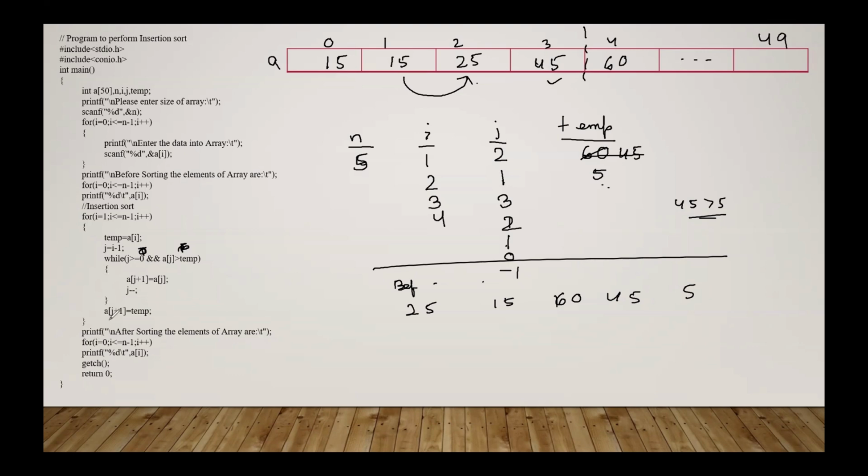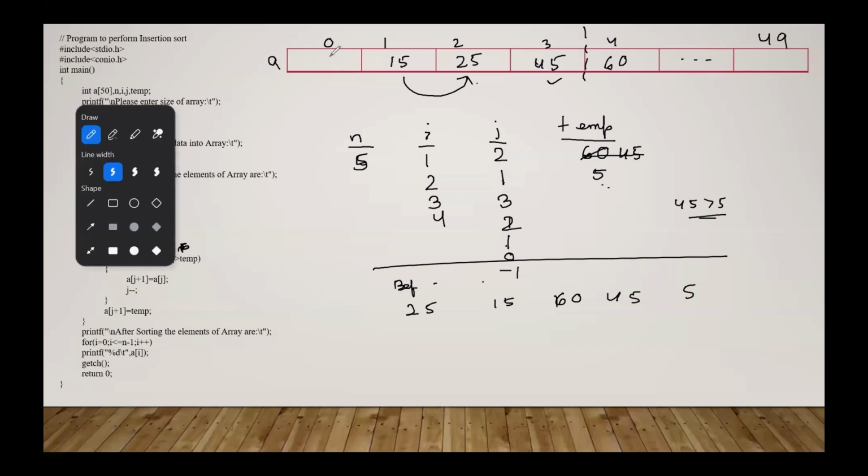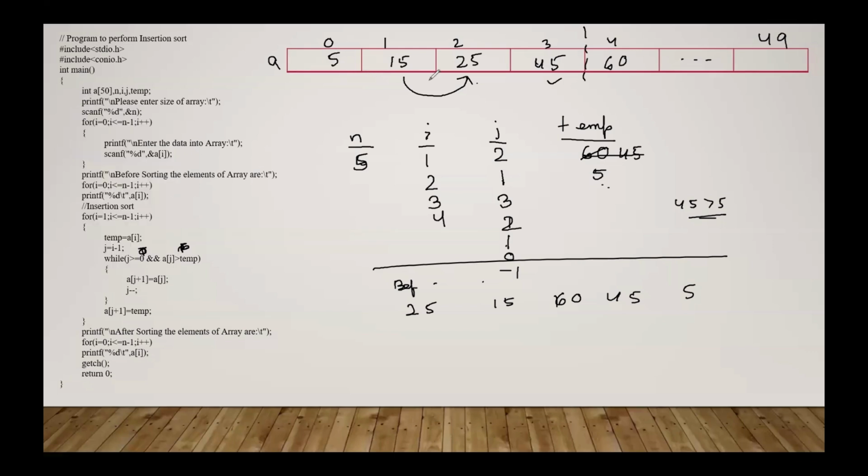After that, a[j+1] equals temp. What is j? Minus 1. So minus 1 plus 1 is a[0]. Which value is stored? 5. So a[0] means this position, and this position stores the value of 5. Now just see 5, 15, 25, 45, 50, 60. So all the elements are sorted right now.